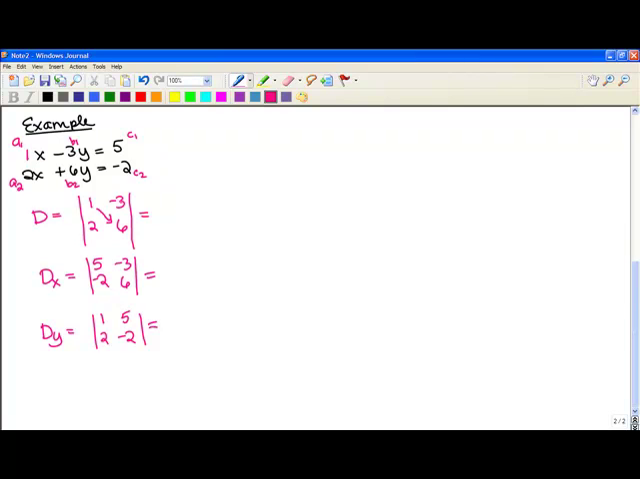First, multiply 1 times 6 and subtract 2 times negative 3. So this is equal to 6 minus negative 6, which is 6 plus 6, or 12.